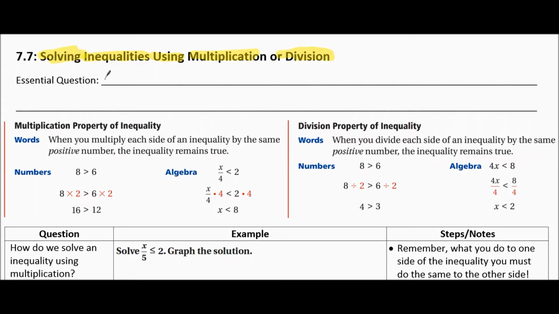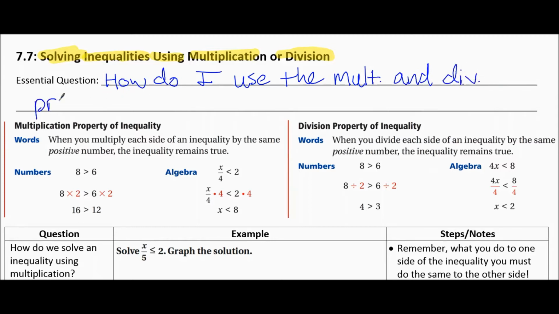All right, you guys. How do I use the multiplication and division properties of equality? Properties of equality? This is how I entertain myself. Properties of equality. Do vertical lines, man. It's the nemesis of this thing. To solve inequalities. How do you do it, man?